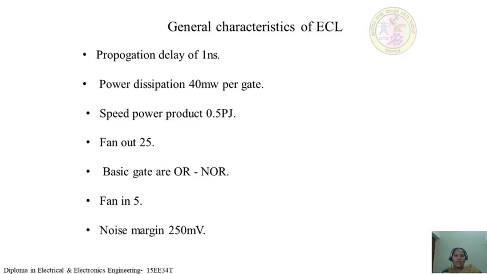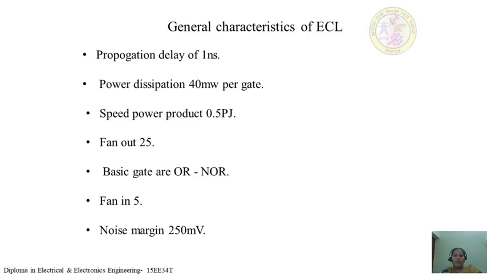Here also there are some of the general characteristics. The first is the propagation delay of 1 nanosecond. The ECL family has a power dissipation of 40 milliwatts per gate, which means that each gate in the ECL IC will consume a power of 40 milliwatts. The ECL family exhibits the speed power product of 0.5 picojoules. The speed power product is again the product of the propagation delay and the power dissipation.